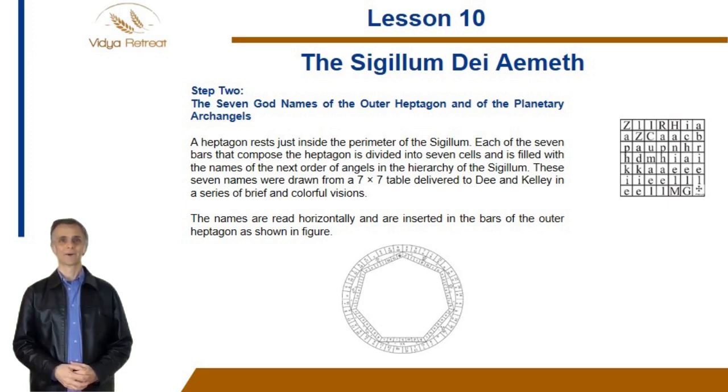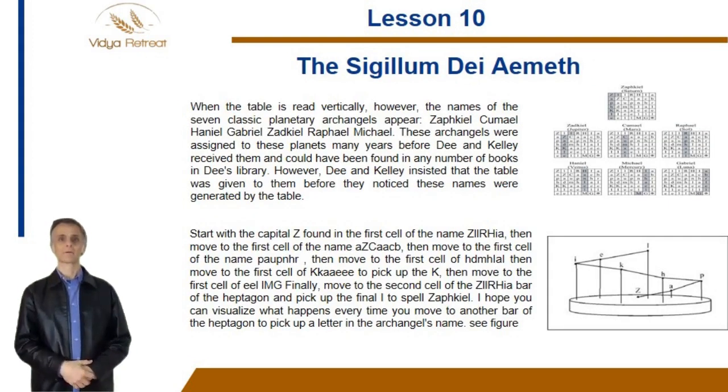These 7 names were drawn from a 7x7 table delivered to Dee and Kelley in a series of brief and colorful visions. The names are read horizontally and are inserted in the bars of the outer heptagon as shown in the figure. When the table is read vertically, however, the names of the 7 classic planetary archangels appear: Zafkiel, Kumail, Haniel, Gabriel, Zadkiel, Raphael, Michael.